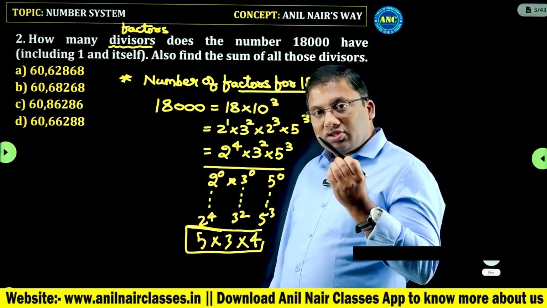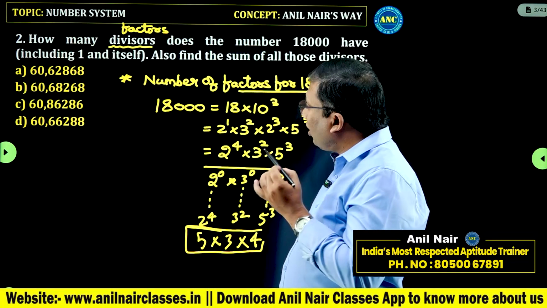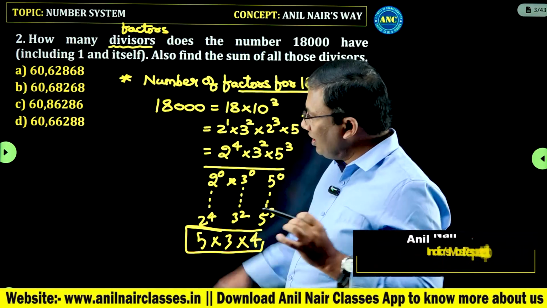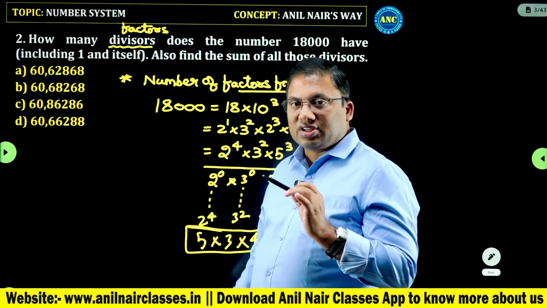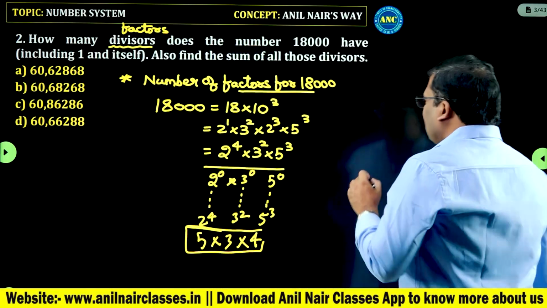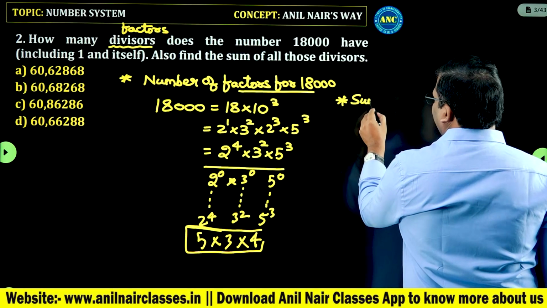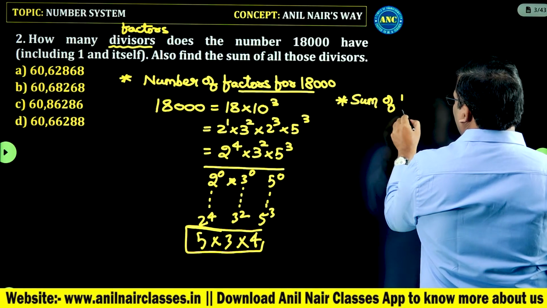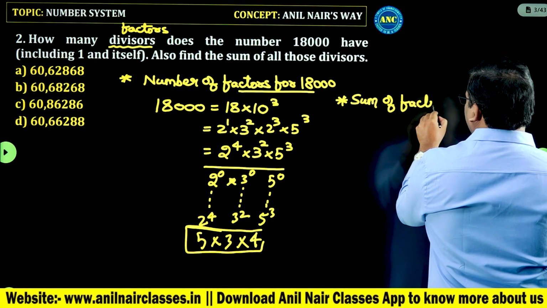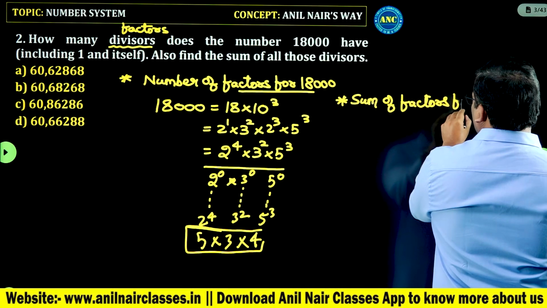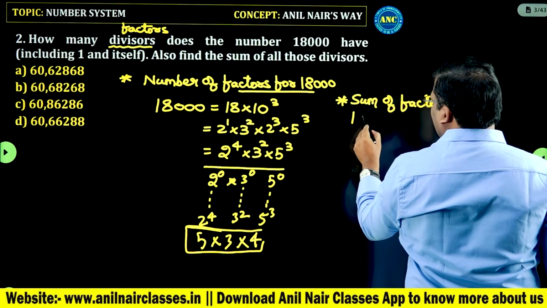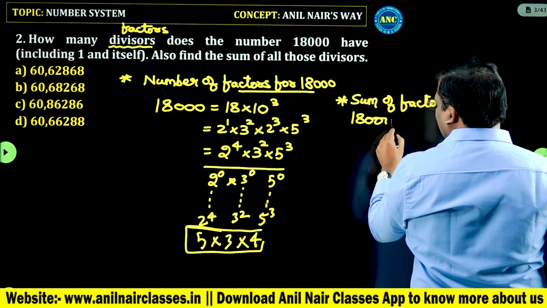So whenever you are solving this kind of question, do not find the number of factors first, because all the options have got 60. Start with finding the sum of the factors. The next question is, find the sum of the factors for 18,000.